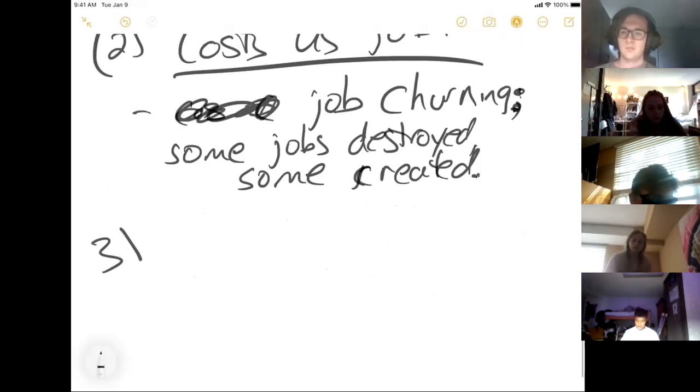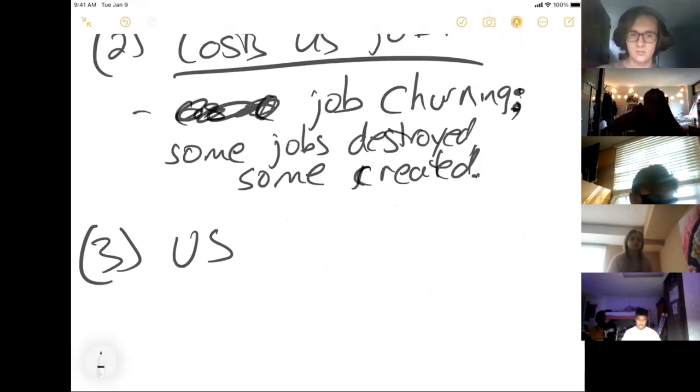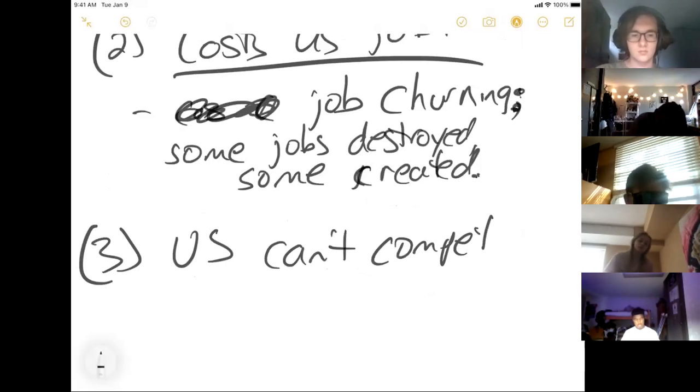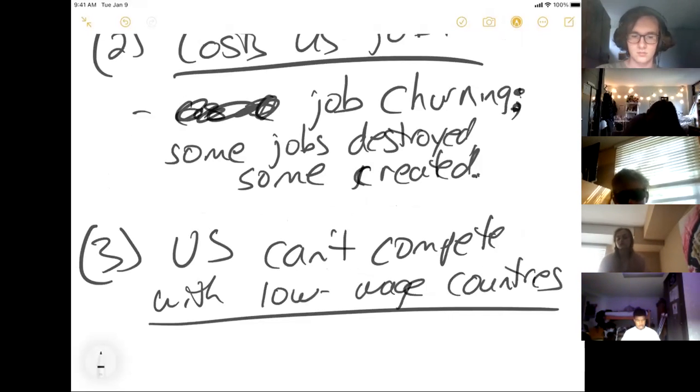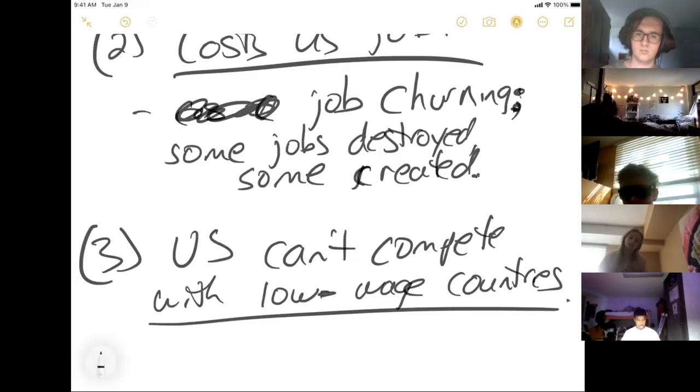Another idea that's related to this one is that some people I've heard make the claim that the U.S. can't compete with low-wage countries. Somehow the U.S. can't compete with low-wage countries. Their wages are so cheap, so of course we can't compete with them.